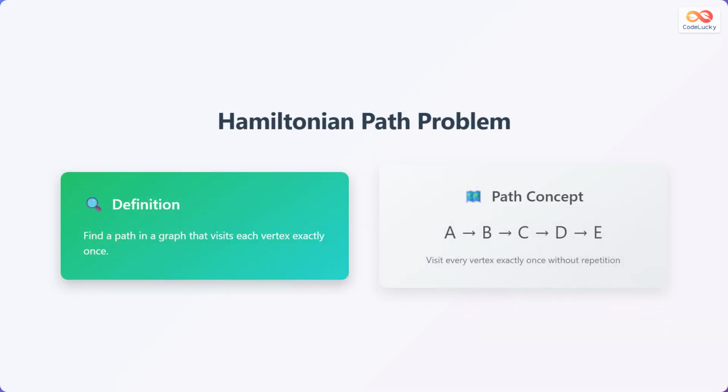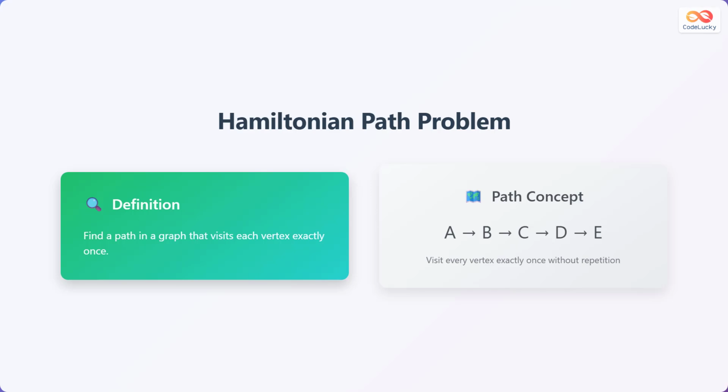The Hamiltonian Path problem is a classic graph traversal problem. The definition of the problem: can we find a path in a graph that visits each vertex or node exactly once? This means we're looking for a route through the graph that starts at one vertex, visits every other vertex without repeating any, and ends at a different vertex.